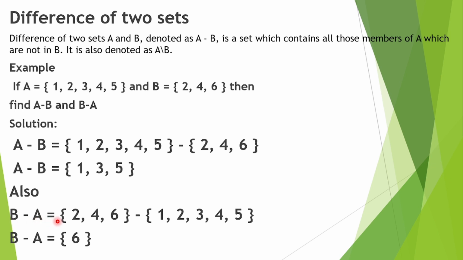Also B difference A. First of all we will write set B, then difference, then set A. Now we will eliminate these elements from set B. 1 is not here. 2, so we will eliminate 2. 3 is here but not here. 4 is here and 4 is here, so eliminate 4. And 5 is here but not here. So it means we will eliminate 2 and 4. So the remaining element is 6. So B minus A is equal to {6}, which is the required difference.